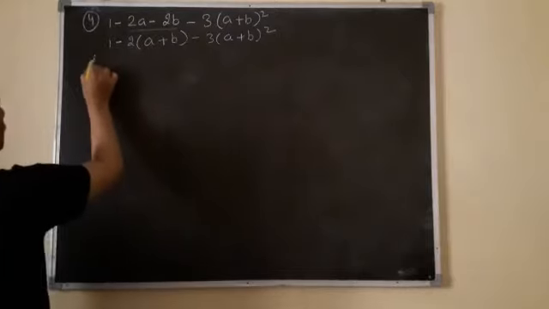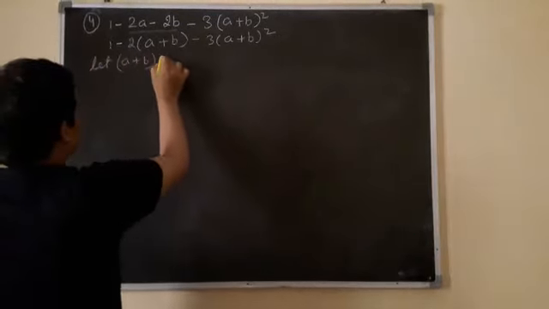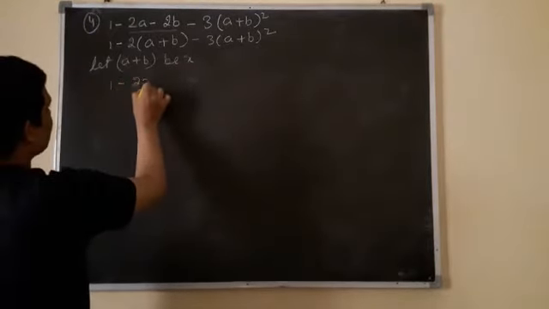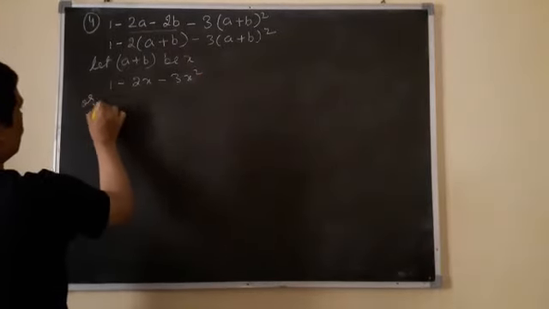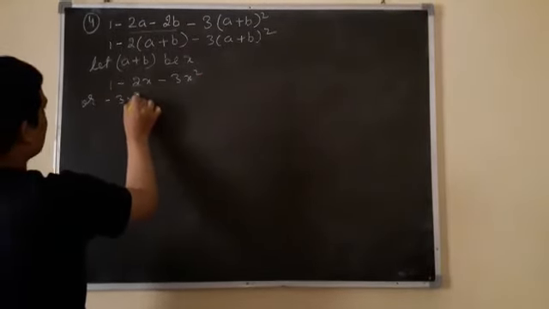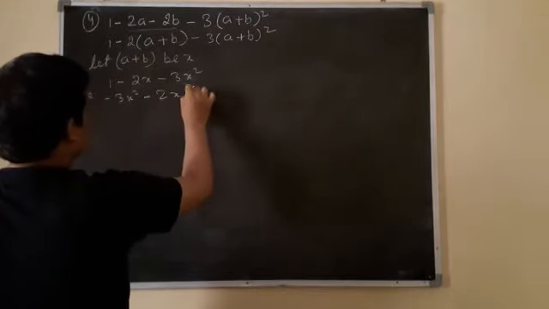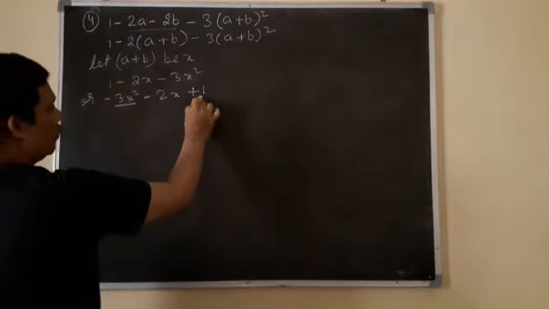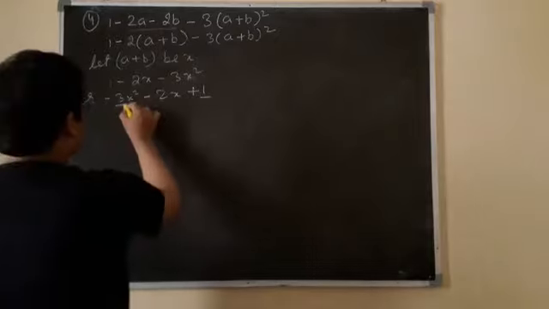Now we will assume let a + b be x. So we will write 1 minus 2x minus 3x square, or we can write it as minus 3x square minus 2x plus 1. Now to find the factors, we have to take the help of middle term splitting.